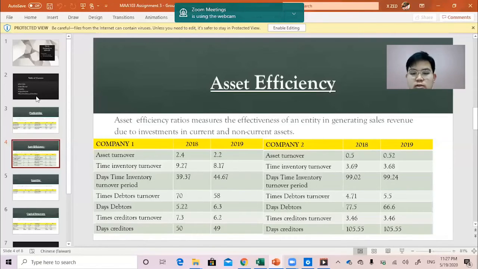And the last one is the day creditor turnover period. It shows the average period of time it takes to pay the monies to creditors. In this part, company 1 pays creditors in fewer days. It means that company 1 is more efficient than company 2. In conclusion, company 1 is way better than company 2 because company 1 is more effective in generating sales revenue due to the investment in the current and non-current assets.